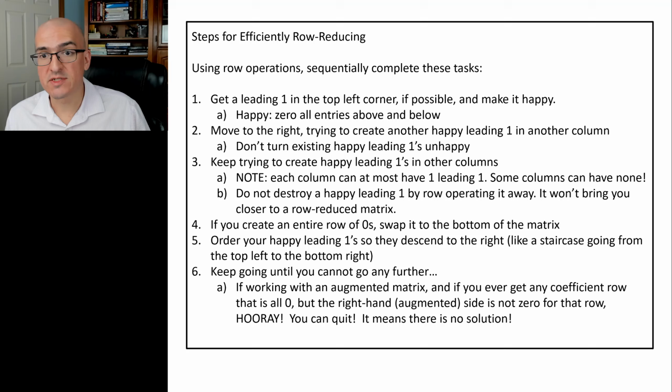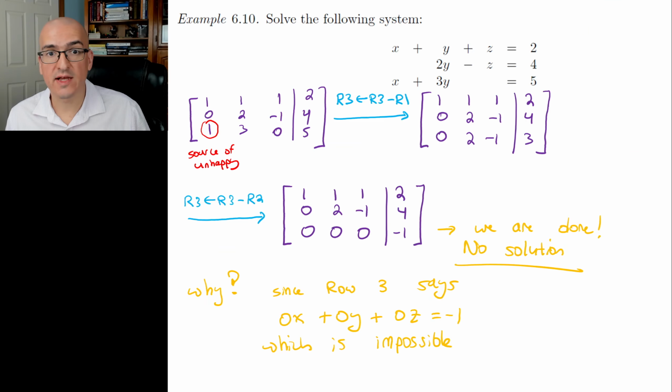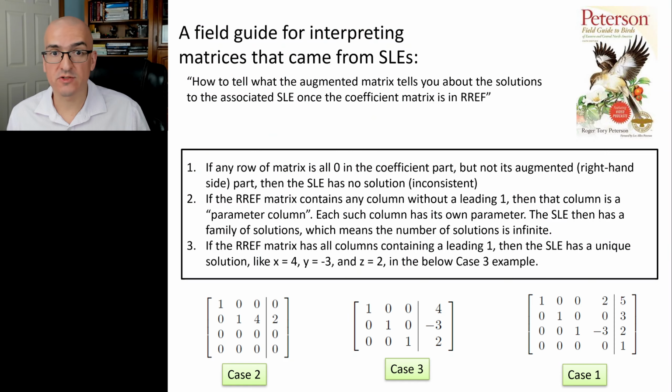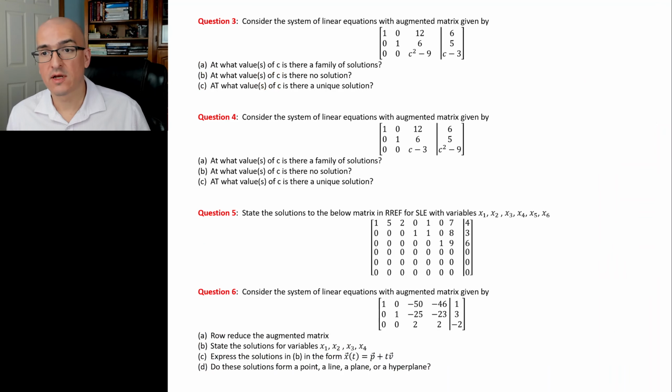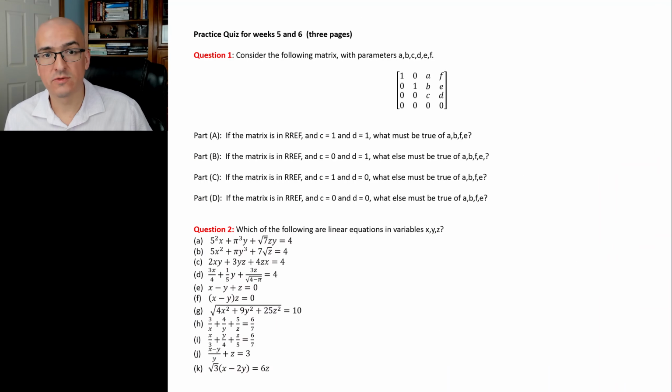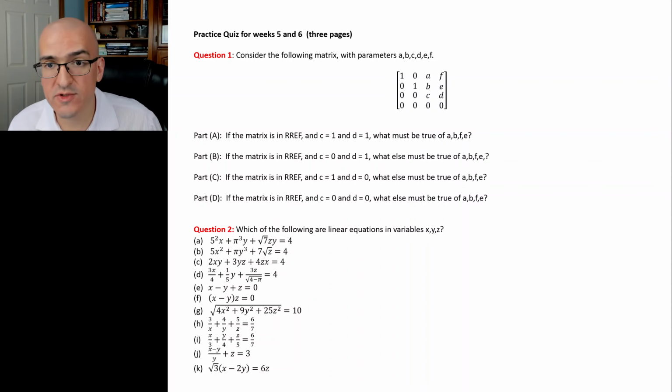I mentioned that because in the practice quiz, it asks you for some geometric interpretation. So if you see one parameter, that corresponds to a line. If you see two parameters, that corresponds to a plane. If you see no parameters, if it's just a solution in terms of numbers, that corresponds to a point. If you see no solution, that means that the geometric objects, whether they're lines or planes or hyperplanes, don't cross. I want to quickly go through to give you some hints for the practice quiz.